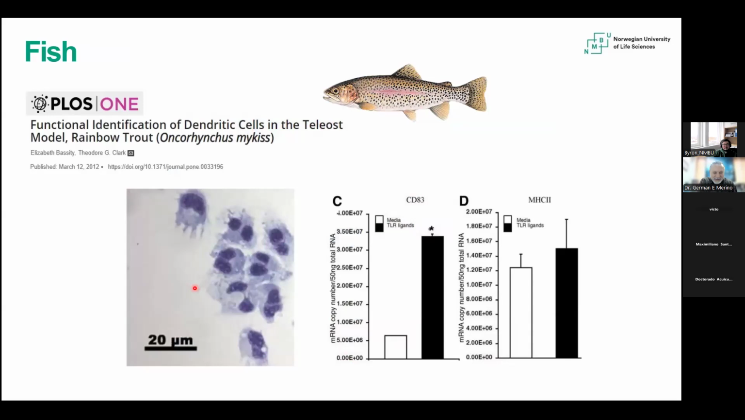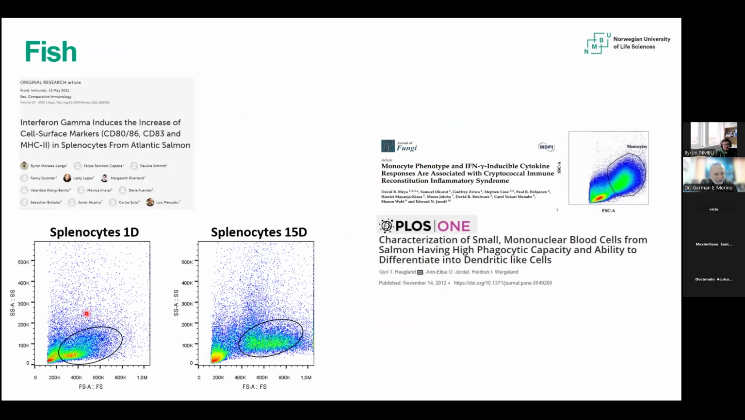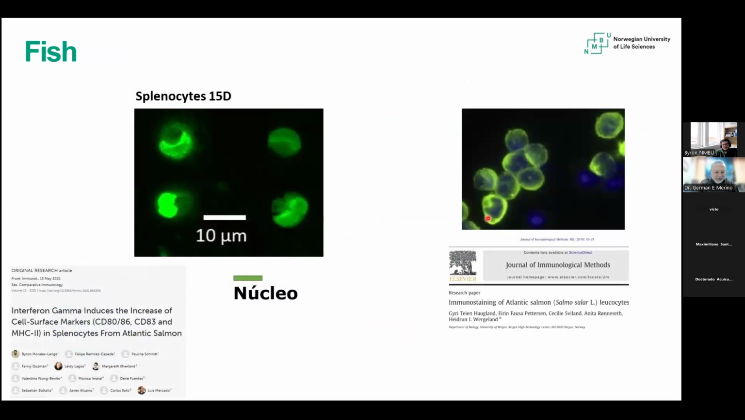Here you can see specific samples in fish. This is one of the best reports in fish to describe dendritic-like cells. And here you can see the progression of these cells from monocyte to dendritic-like. This is the cell that I already described, and these are the ones that are acting as a professional antigen-presenting cell in salmon.